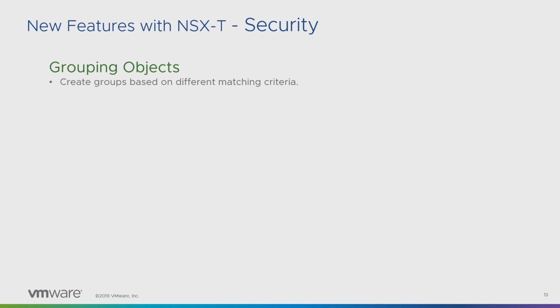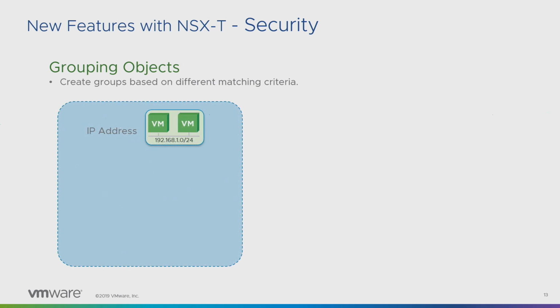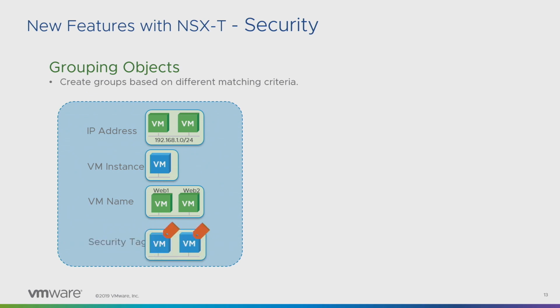So I want to talk about security. I talked quite a bit about the connectivity. There are a lot of security capabilities that NSX-T brings to the table for VMware Cloud on AWS, starting with grouping objects. You can create these grouping objects, basically security groups, based on different criteria, like IP address, or VM instance, where you selectively choose which VM is in that grouping object. You could base it off VM name, say all VMs that start with WEB automatically go in this security group. You could also base it on security tags: all VMs that have the security tag automatically go in the security group.